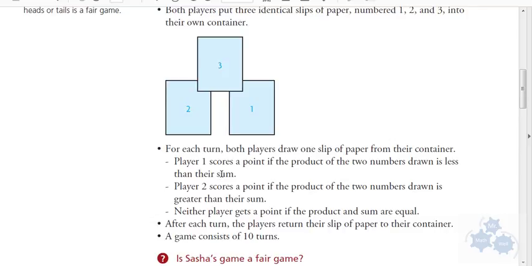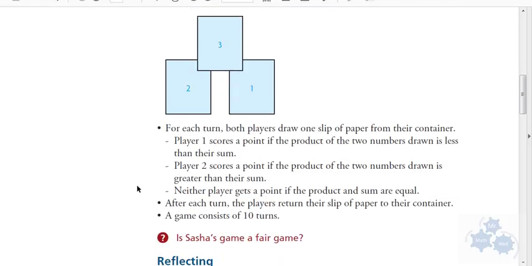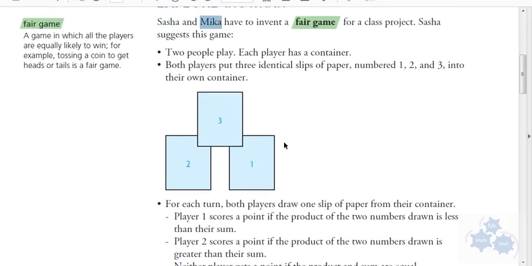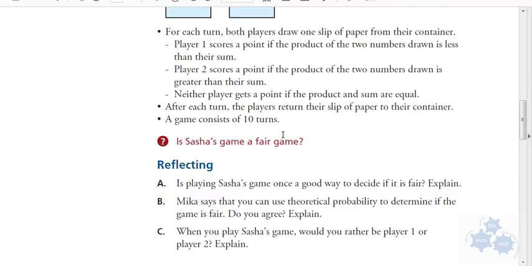Get it? Does everyone understand? Any questions? Okay, shouldn't be that hard. Just think about it, read through it. After each turn, the players return the slips of paper to the container. A game consists of 10 turns. Okay, so this is Sasha's game here. Micah and Sasha are playing. So is Sasha's game fair?